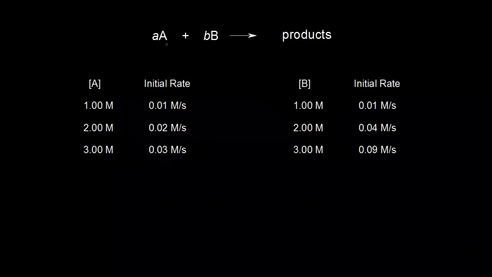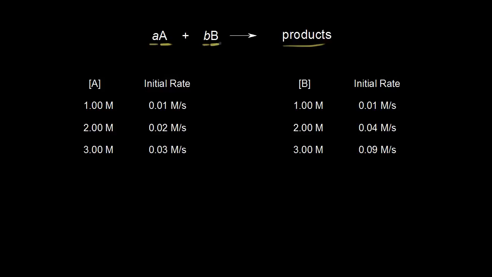Let's take a reaction where A plus B gives us our products, and the lowercase a and the lowercase b represent the coefficients for our balanced equation. It makes sense that if we increase the concentration of A and B, A and B would be closer together in space and more likely to react, therefore increasing the rate of our reaction. And this is true for most reactions. If you increase the concentration of your reactants, you increase the rate of your reaction.